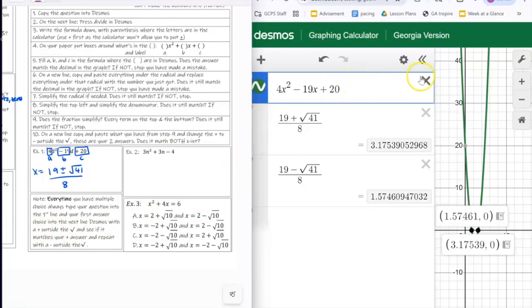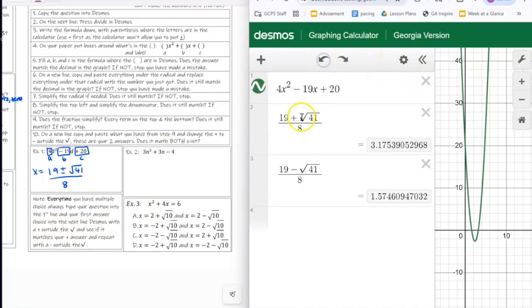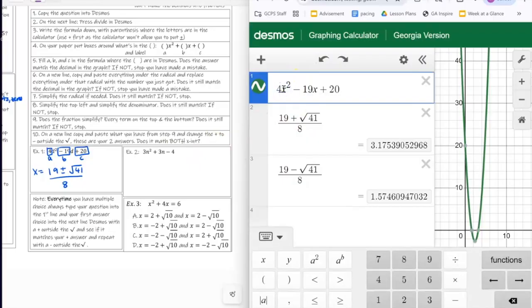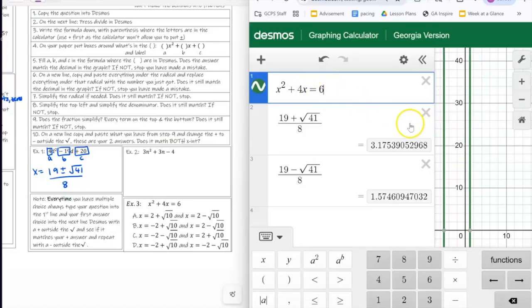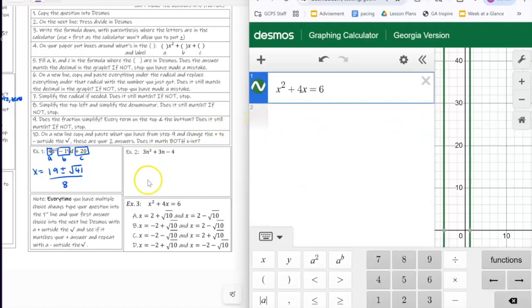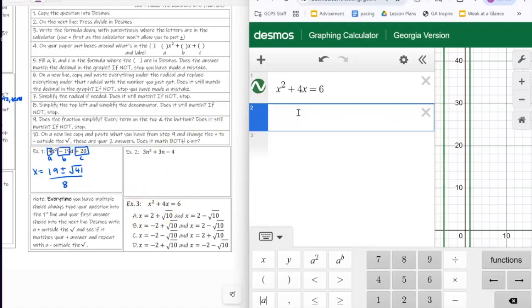Okay, so now I'm going to show you what you do if it's multiple choice. So first I'm going to type in the question, which is x squared plus 4x equals 6. All right, and then I'm going to type in the answer choices. X is equal to 2 plus radical 10. Okay, and I'm going to check the first one. If it doesn't work for the first one, then it doesn't matter. I don't need to check the second, because it's saying see if it matches your answer and repeat with the minus outside. Okay, so I'm going to see if this matches. If this matches, then I'm going to repeat with that minus.